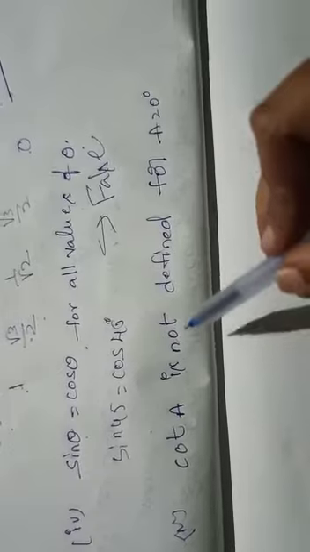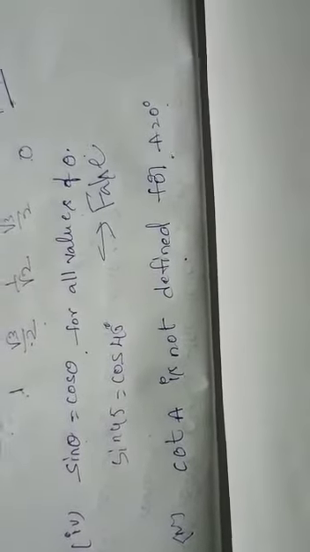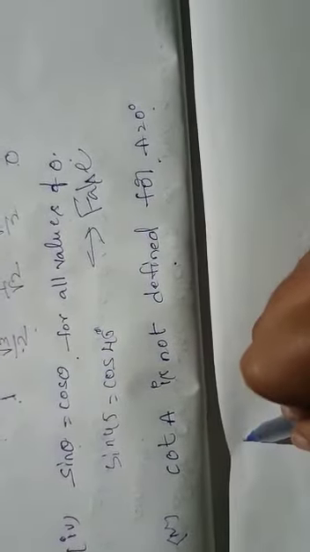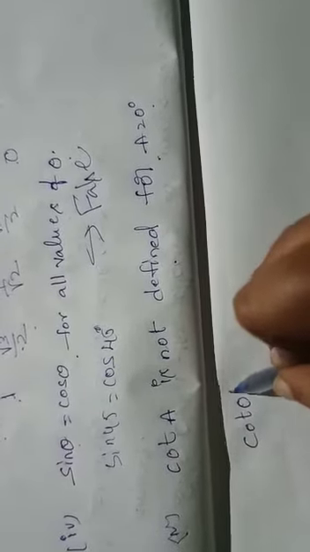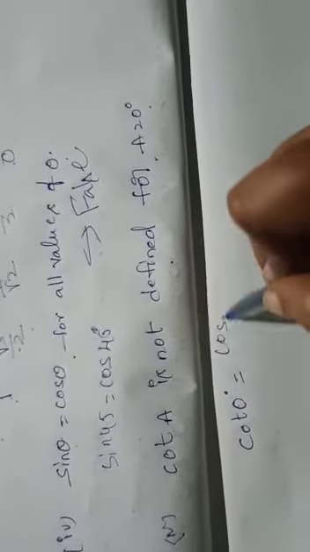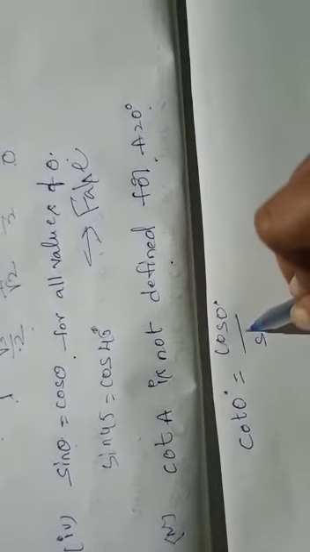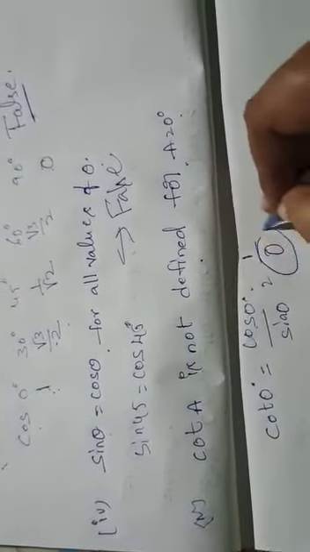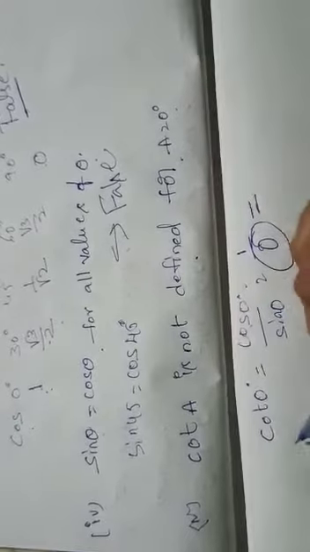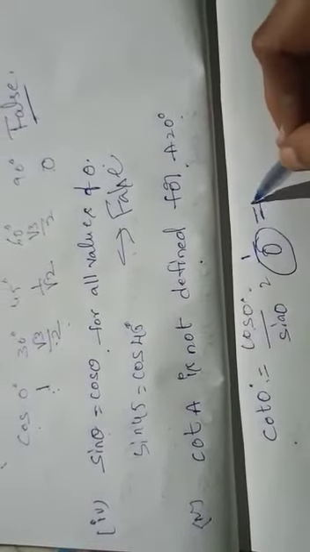Cot A is not defined for A equal to 0 degrees. Cot 0 degrees is equal to cos 0 degrees by sin 0 degrees. Cos 0 value is 1. Sin 0 is 0. In the denominator we have 0. So cot 0 is not defined. Okay. So this is true. Next question.